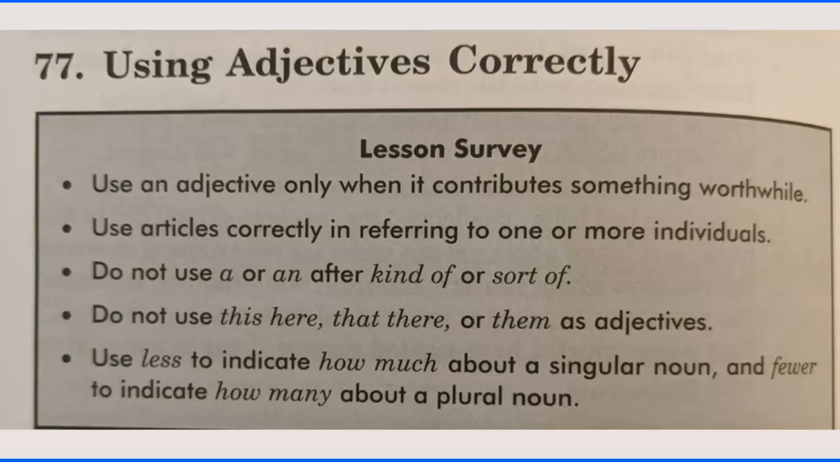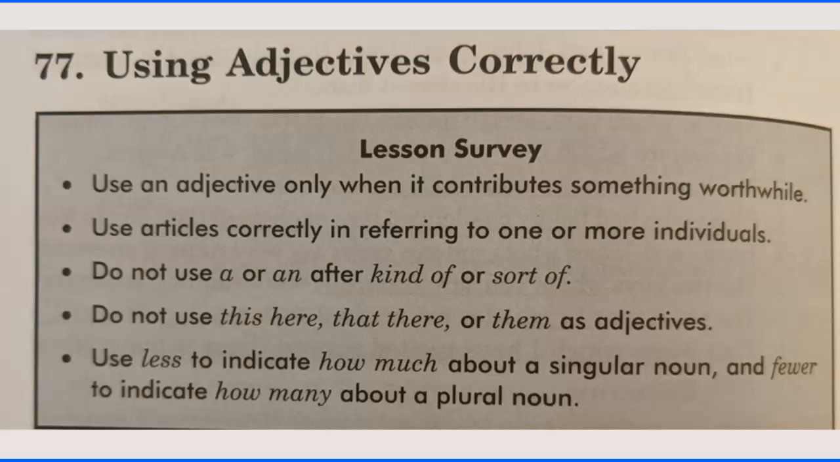Use articles correctly in referring to one or more individuals. The articles are a, an, and the. And do not use a and an after kind of or sort of. That would be something like kind of a pain, kind of or sort of an afterthought. Be careful when you are using those. We'll look at some better examples than mine in just a second.